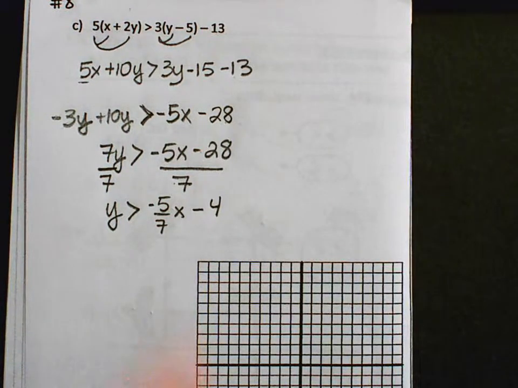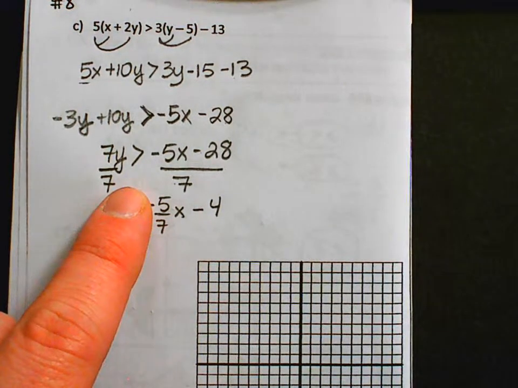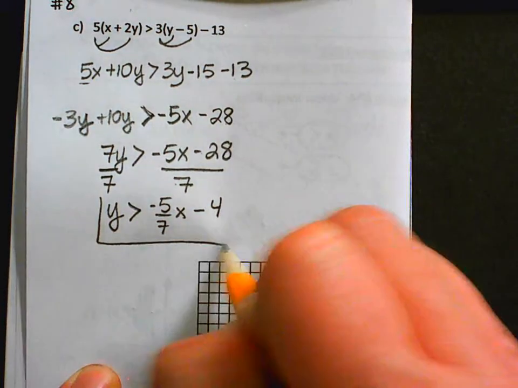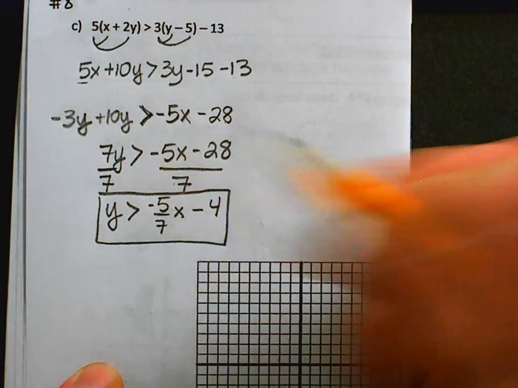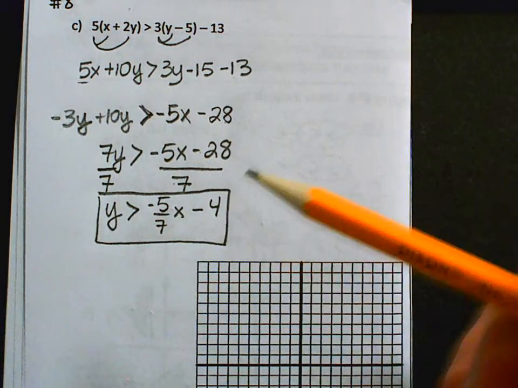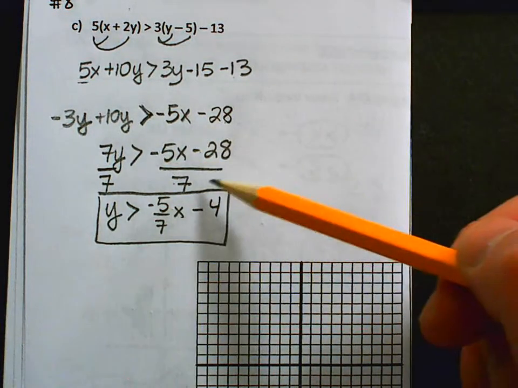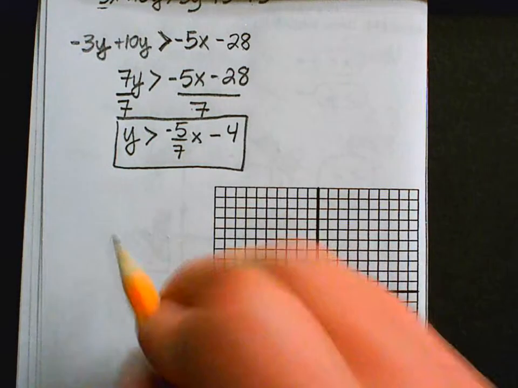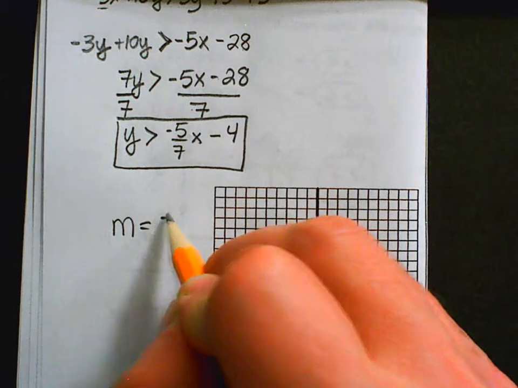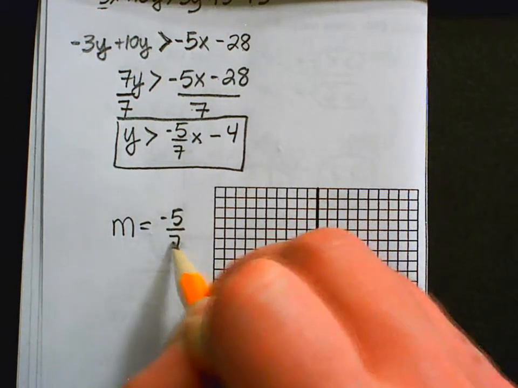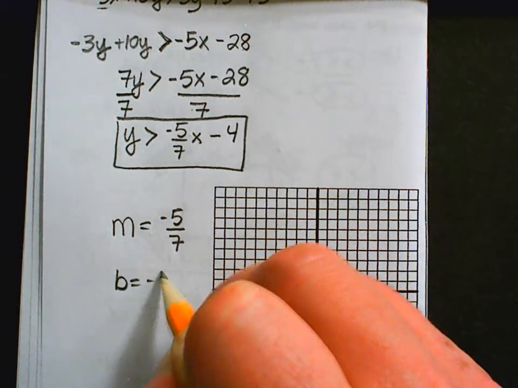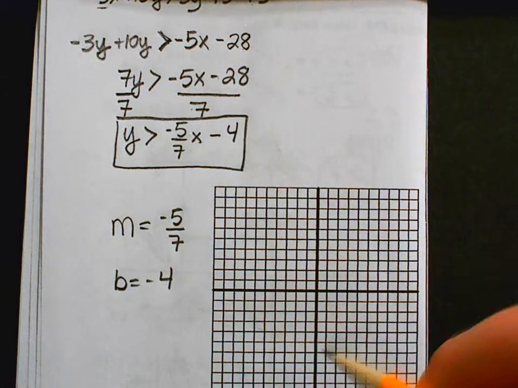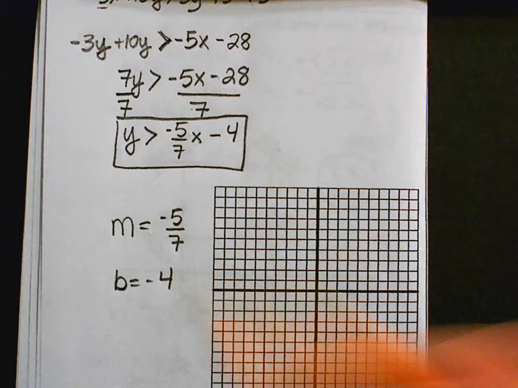If you notice here on this problem, I do not flip the inequality sign because I did not divide by a negative number. Remember, you only flip an inequality sign if you're dividing by a negative number. Okay? Alright, let's identify our m and b. Our m is going to be -5/7, and our b is going to be -4. With that information, we're going to graph our line.